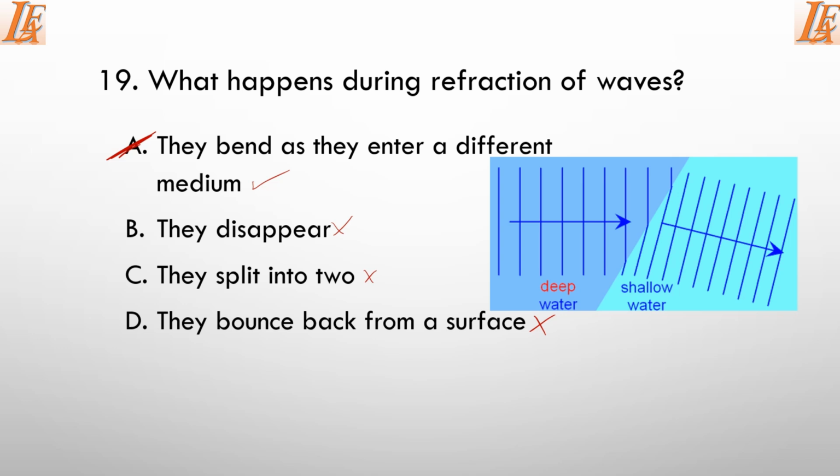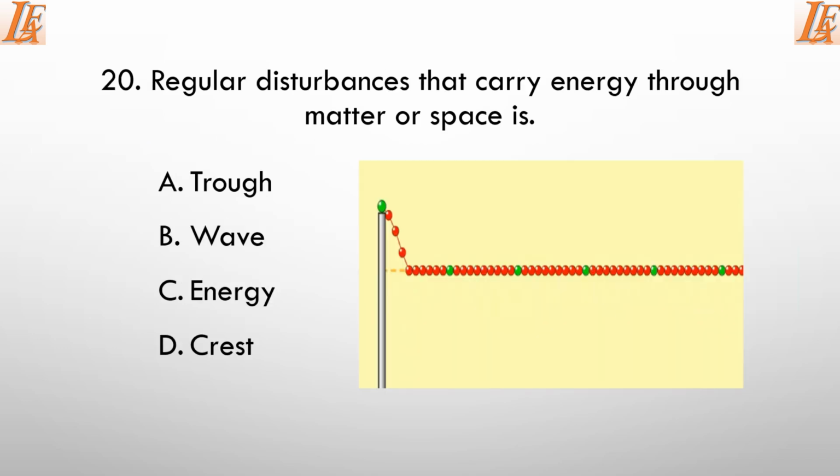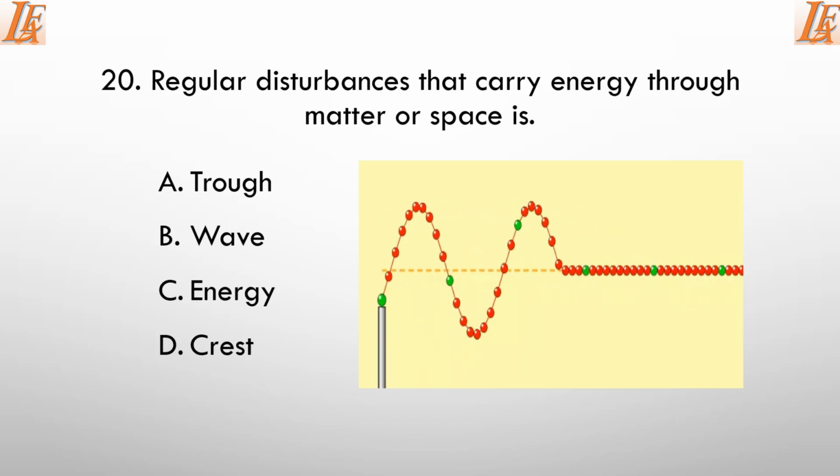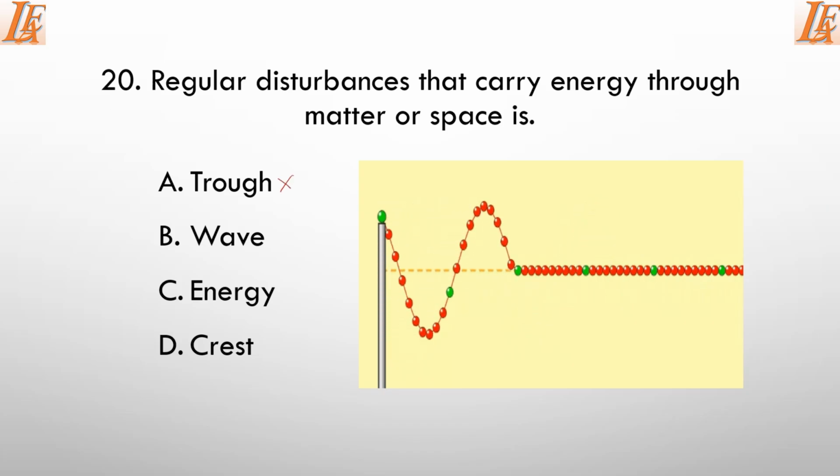Question 20. Regular disturbances that carry energy through matter or space is A, a trough. No, a trough is the lowest point of a transverse wave.